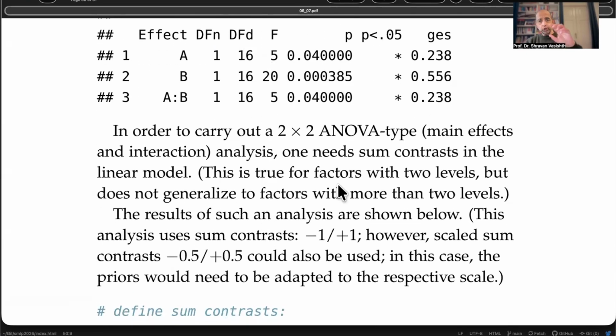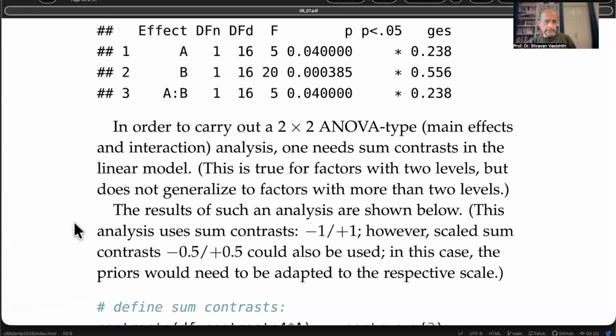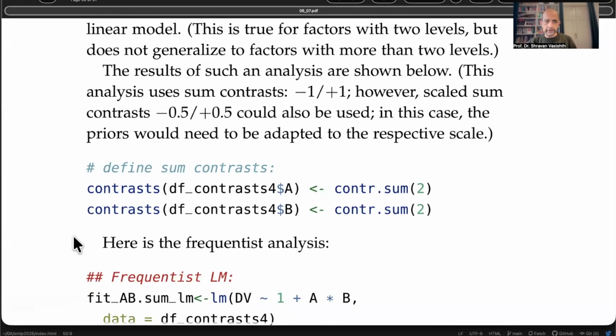So this kind of 2 by 2 ANOVA comparison, that involves two main effects and an interaction, one has to use some contrast in the linear model or the linear mixed model. The situation is different when you have more than two levels, okay? But let's just talk about the two levels here.